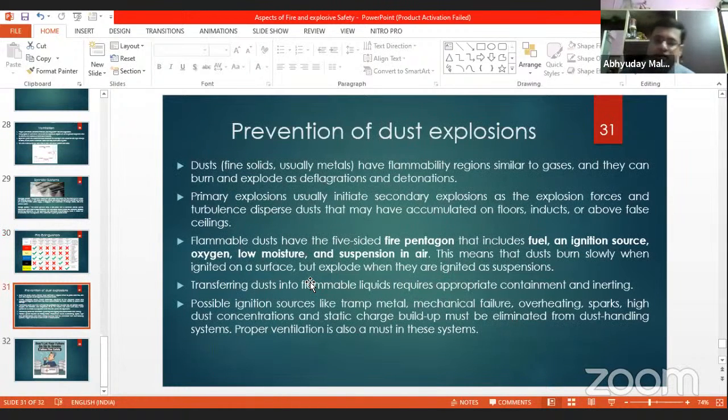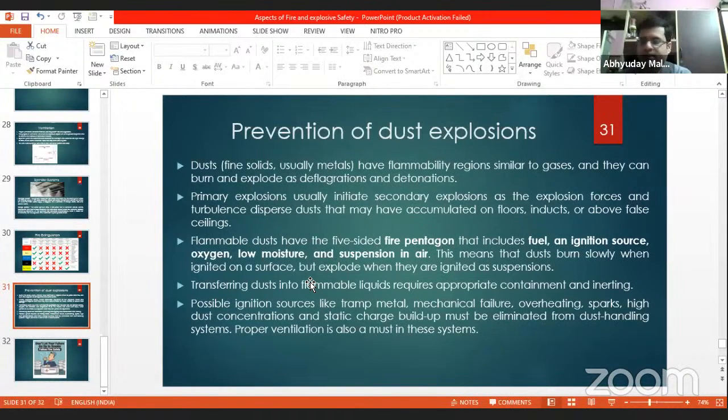Now, the last portion of my discussion will be the prevention of dust explosions. As I have said, dust explosion is a very, very dangerous type of explosion that occurs in industries which commonly handle fine solid powders. Now, fine solids dust is not the common household dust that we all talk about. That is not the dust that is being talked about here. Dust in industry means fine solids.